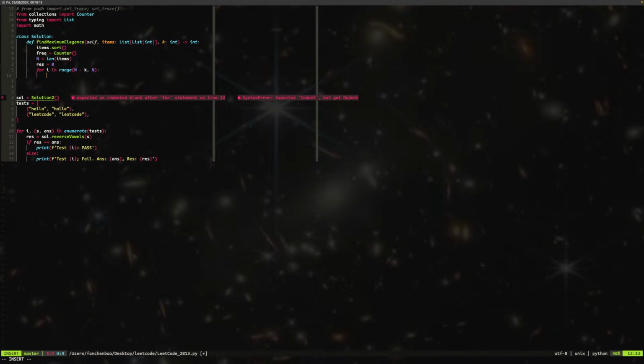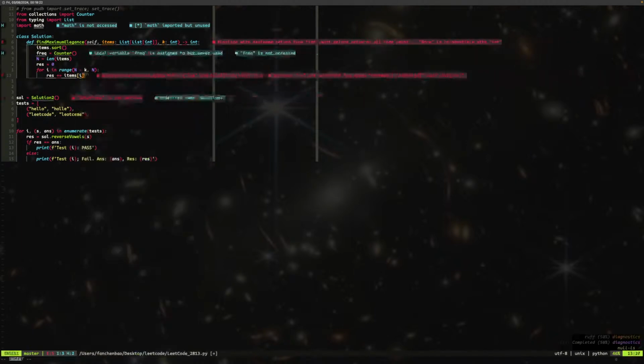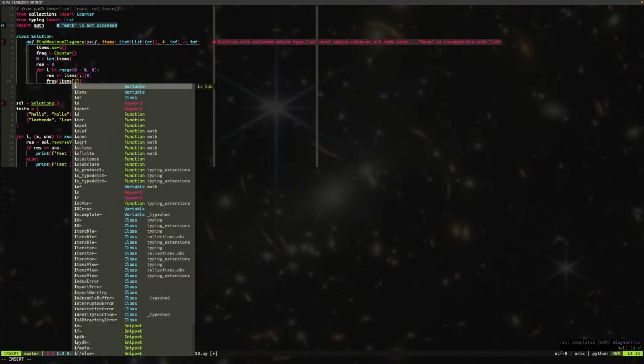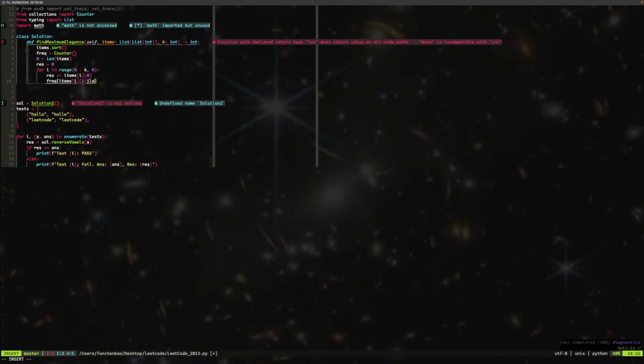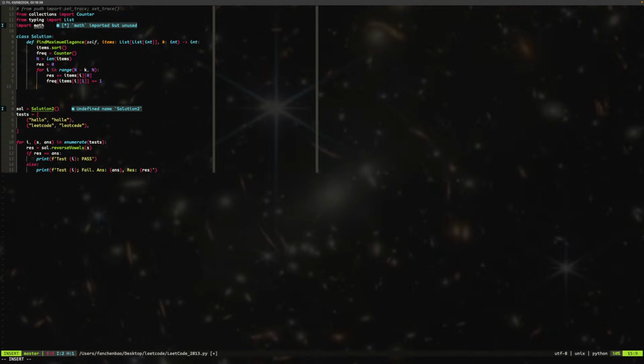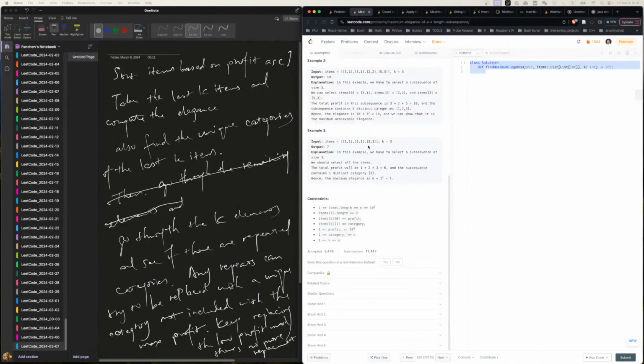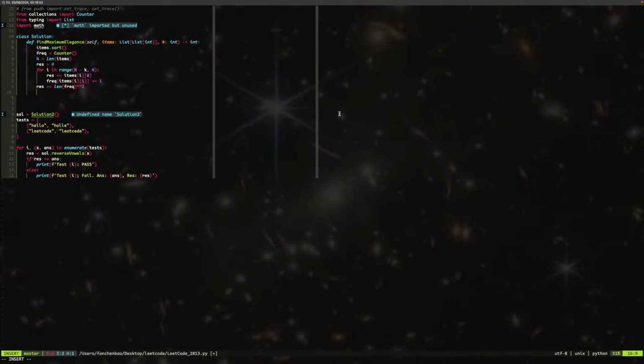Then we say, first of all, res will plus equal to items i 0. That's the profit, and then frequency of items i 1 will plus equal 1. So we do that. After we're done, we say res plus equal to len frequency squared, right? So we say the unique categories count is squared.